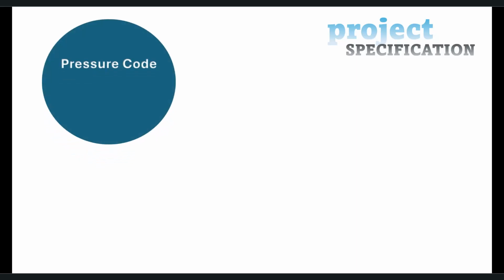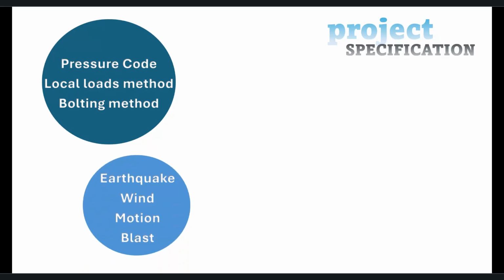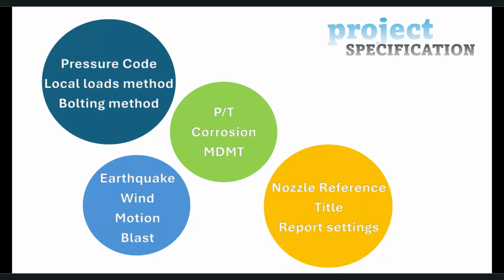Set the tone by establishing the common pressure design code, the opening's local load method, and the method for calculating the board surface. Input your earthquake response spectra just once, as well as the wind profile, the motion acceleration, and the blast conditions. If there are common pressure and temperature conditions, you can set that too, as well as corrosion or MDMT requirements. You can even save time with smaller details, such as the nozzle orientation reference, tie down descriptions, and report settings. Let's see how to create a project specification in AutoPIPE Vessel.